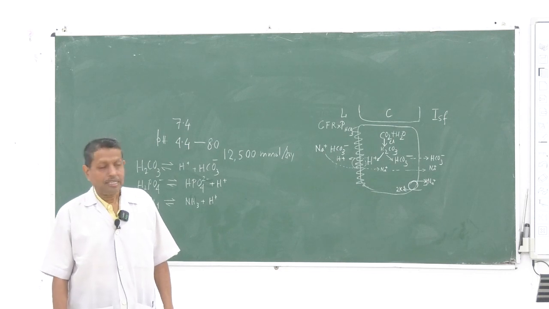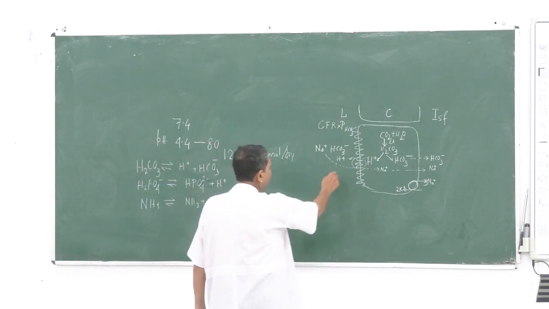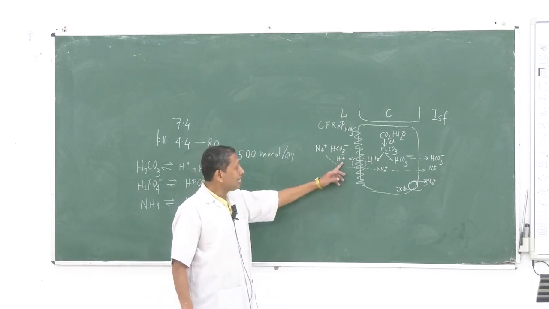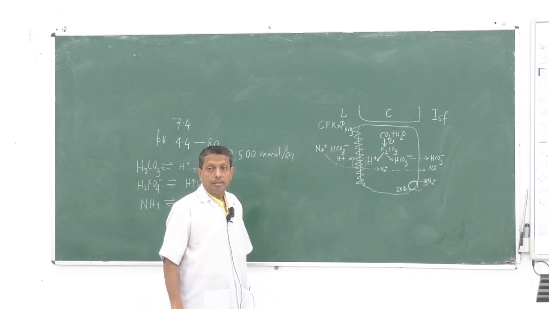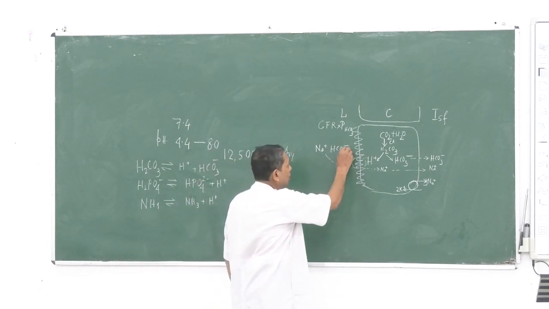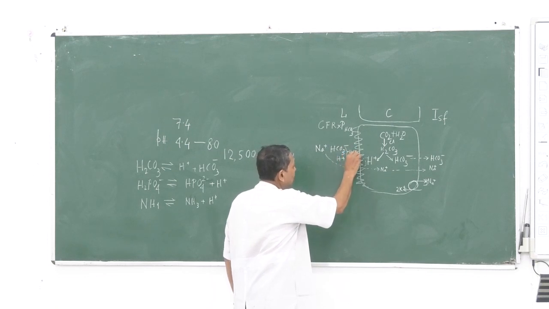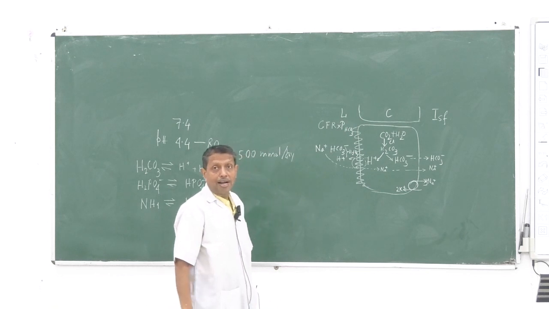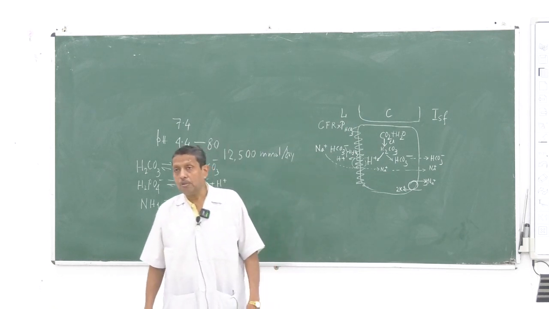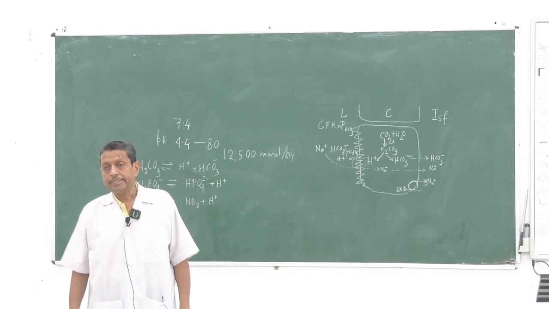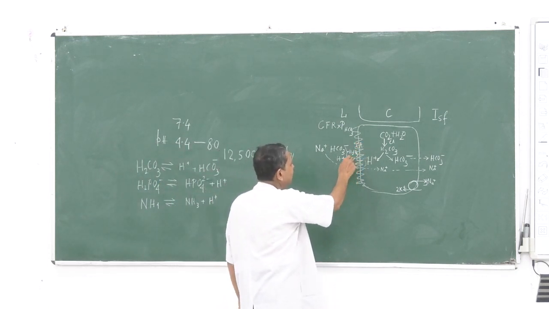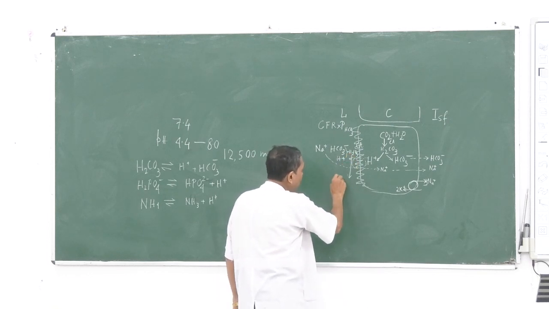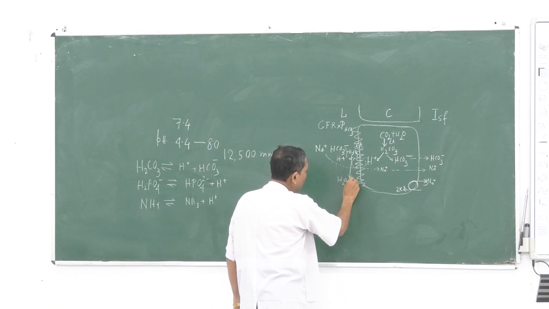Now what is the fate of this hydrogen ion within the lumen? When it enters into the lumen, then it will combine with this to form carbonic acid, H2CO3. And in the brush border layer of proximal convoluted tubule, there is carbonic anhydrase. It is not present elsewhere in the renal tubule. And it breaks again into H2O plus CO2.